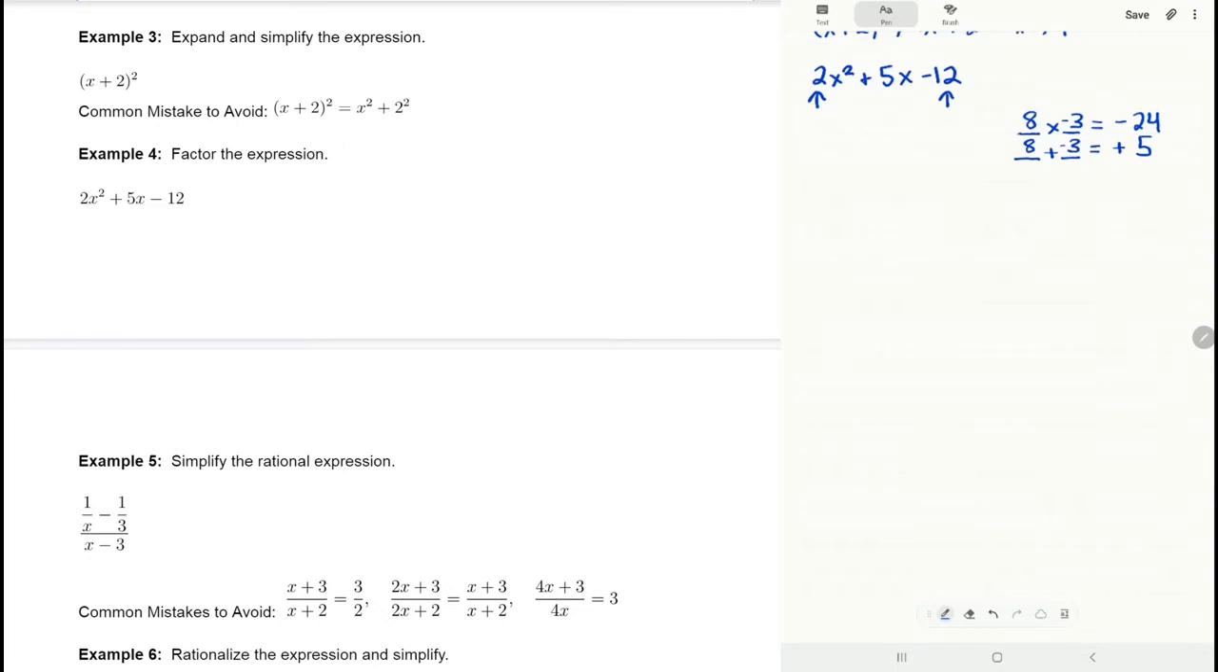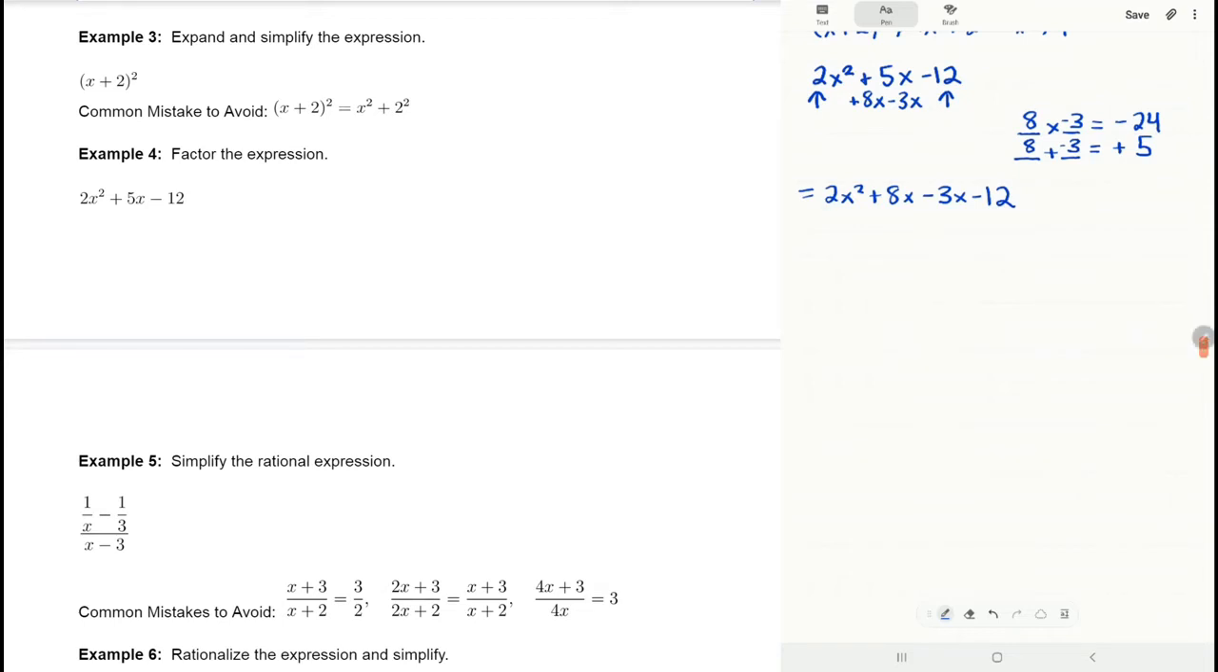And now we'll use these two numbers to decompose the middle term. So we can write positive 5 as positive 8x minus 3x. So we decomposed positive 5 into positive 8x minus 3x. So what we have is 2x squared plus 8x minus 3x minus 12. Okay, so these two expressions are the same.